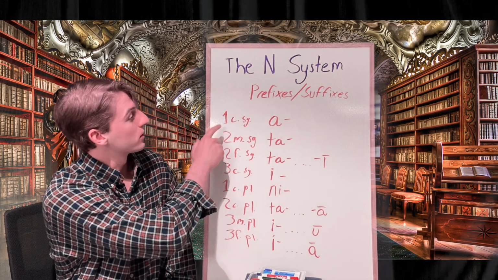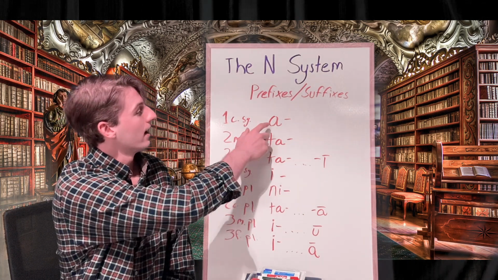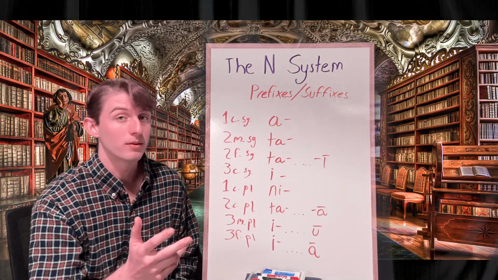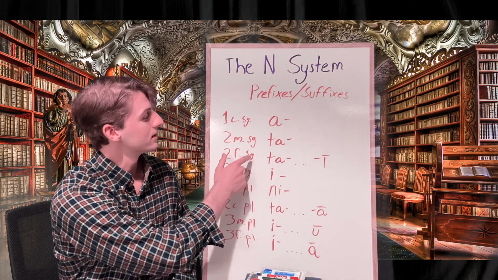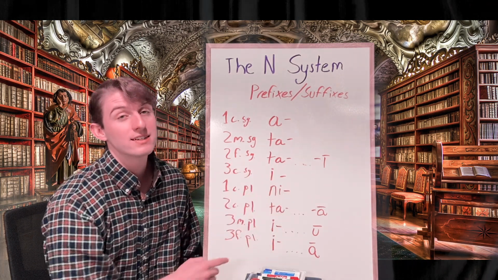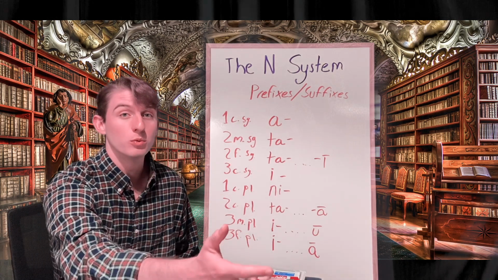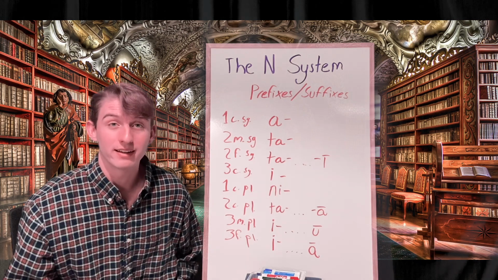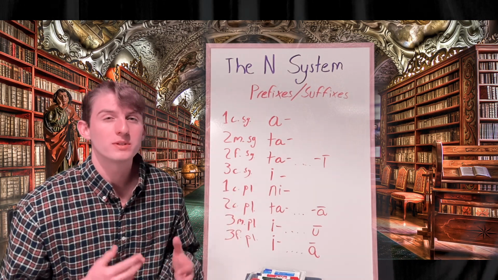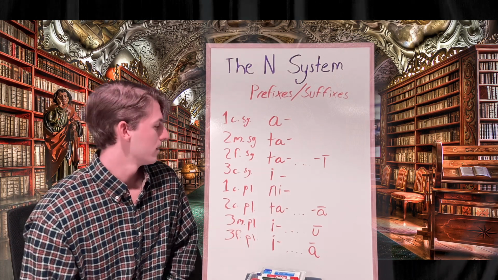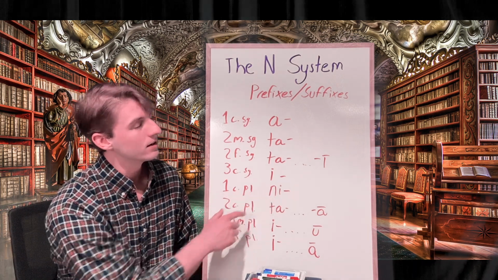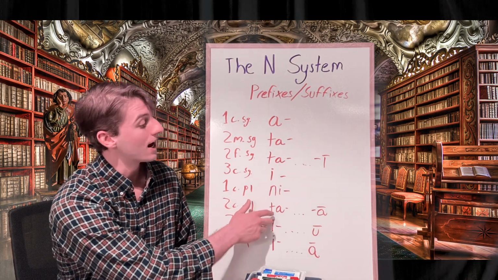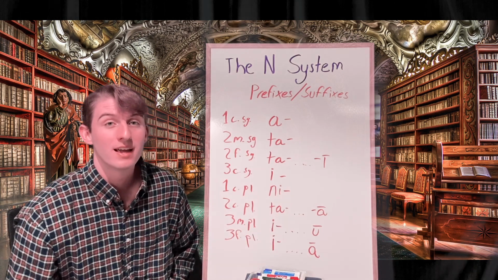Here we have the first person common singular, which means I, a. We have the second person masculine singular, ta, which would mean you with a masculine subject. We have the second person feminine singular, which is ta with a long I added to the end of the verb stem, which is a feminine you. Then we have the third person common singular, which is a short I, and would mean he, she, or it, with this common just showing us that there's no particular gender carried for the subject. The first person common plural is ni, which would mean we as the subject. The second person common plural would be ta with a long A added to the end of the stem, and that would be like y'all.